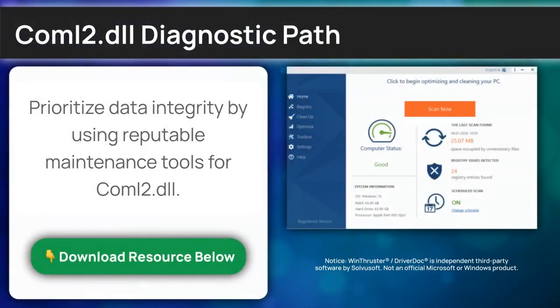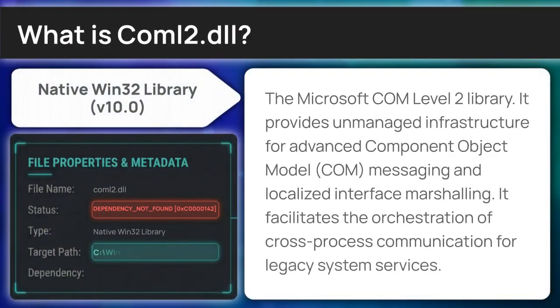This is the coml2 Library, the Microsoft COM Level 2 library. It provides unmanaged infrastructure for advanced component object model, COM, messaging, and localized interface marshalling. It facilitates the orchestration of cross-process communication for legacy system services.